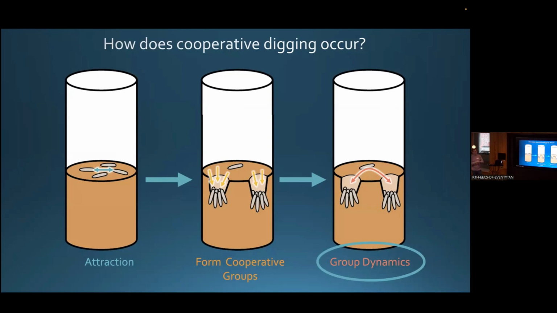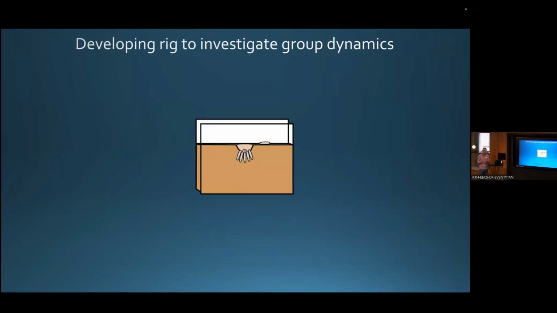So the plan is we're taking these hits from the screen, and any of them that look interesting, we then move on and look at group dynamics. And to do this, what we've found is that you can actually mount the animals between two pieces of glass, just microscope slides, put a thin layer of food in between, and they'll fortunately still form these cooperative digging groups in that orientation. And this is how you can actually see the animals.